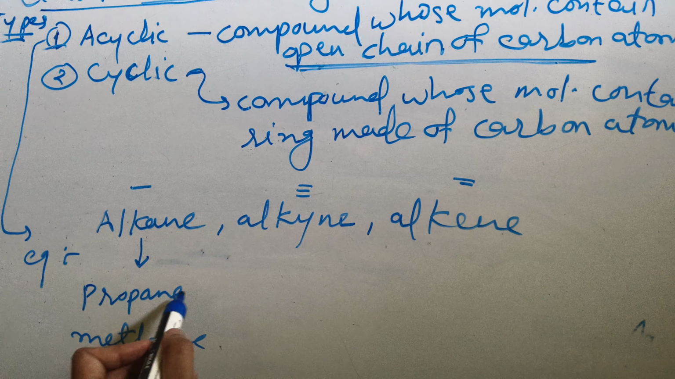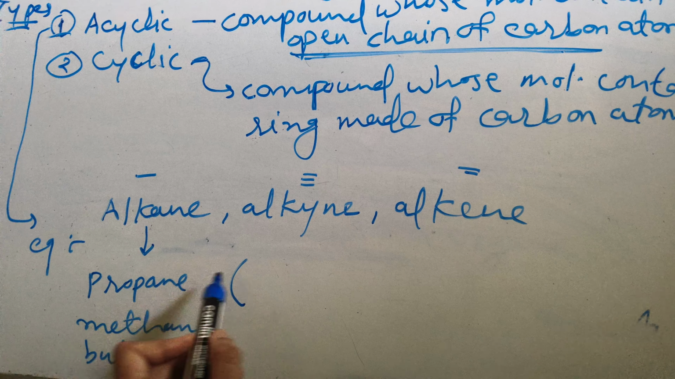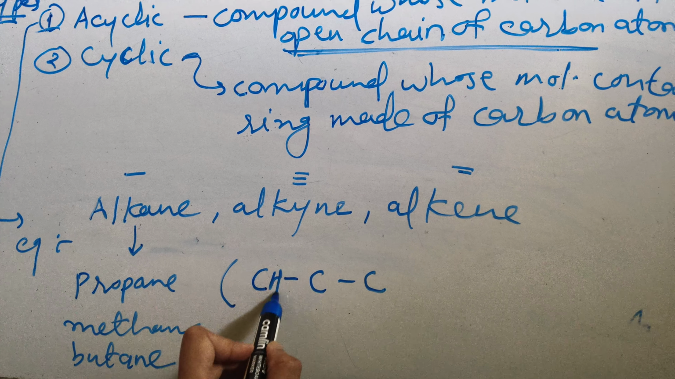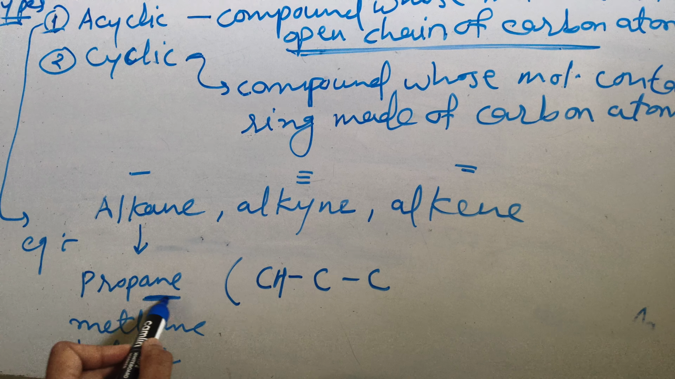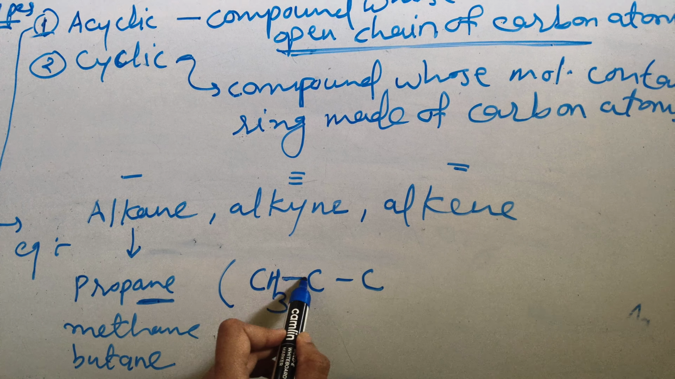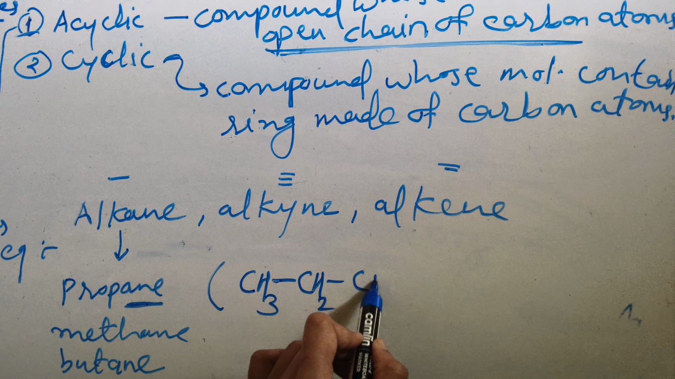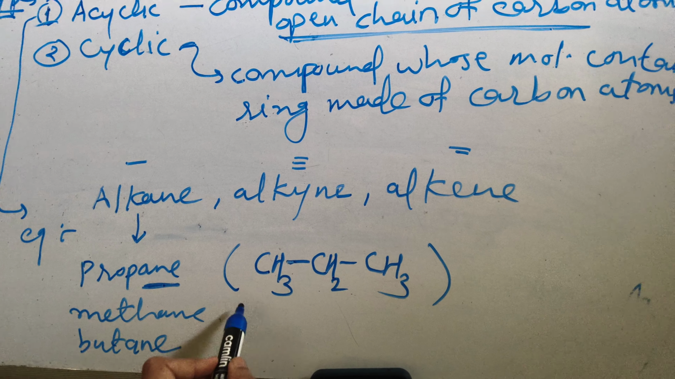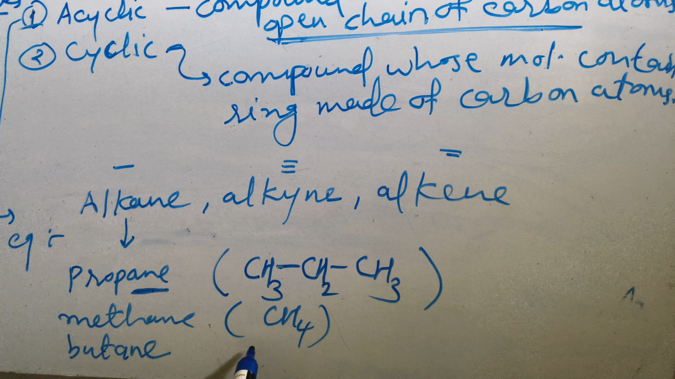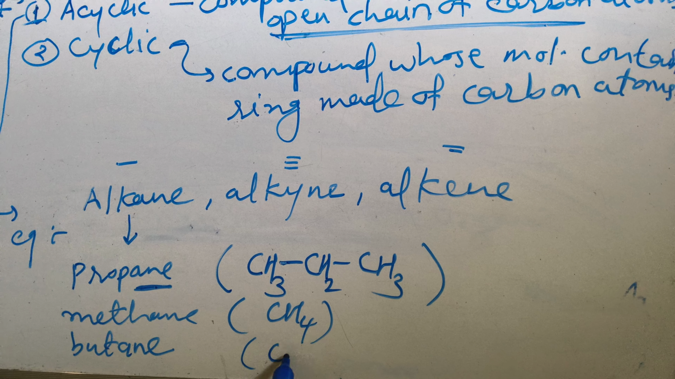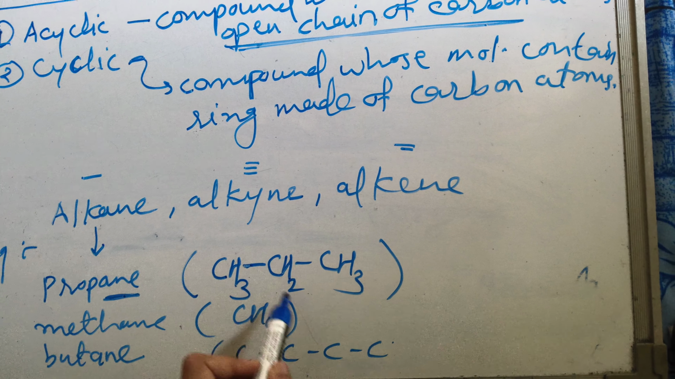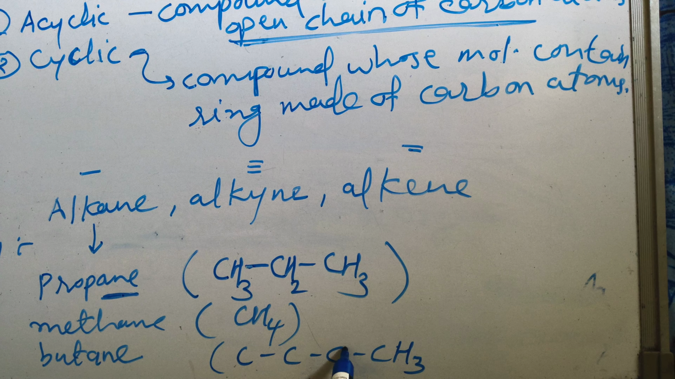So this is straight. Let's look at the structure of propane: 1, 2, 3, propane, 3 carbon. We are looking at ANE, meaning single bond, so we look for single bonds only: CH3, CH2, CH3. It's propane. Methane, CH4, also contains single bonds. Butane has 4 carbons. In nomenclature, we will look at how the naming of these structures is given.